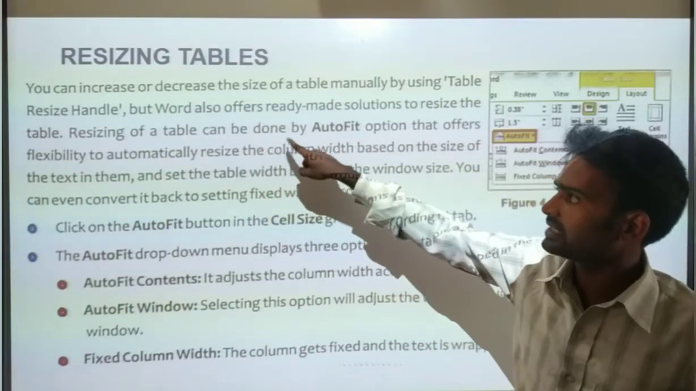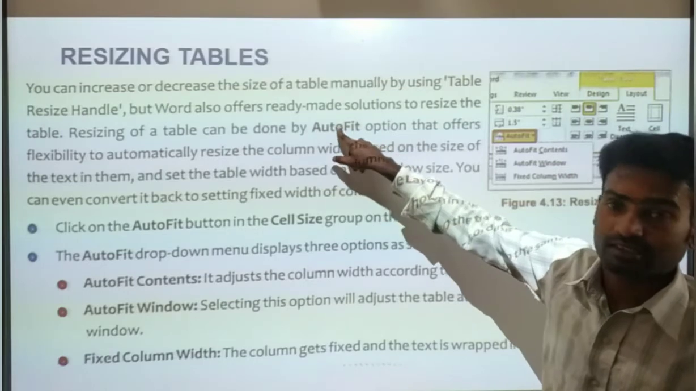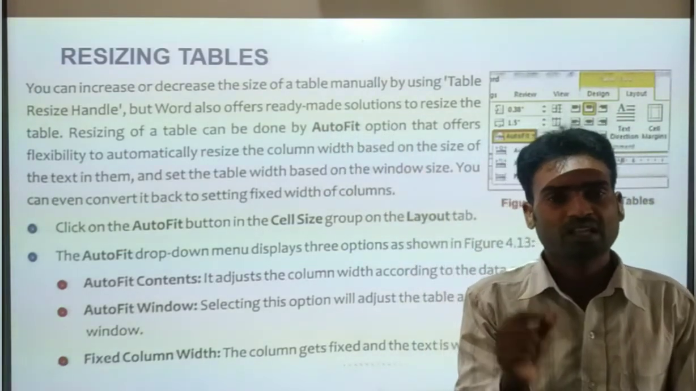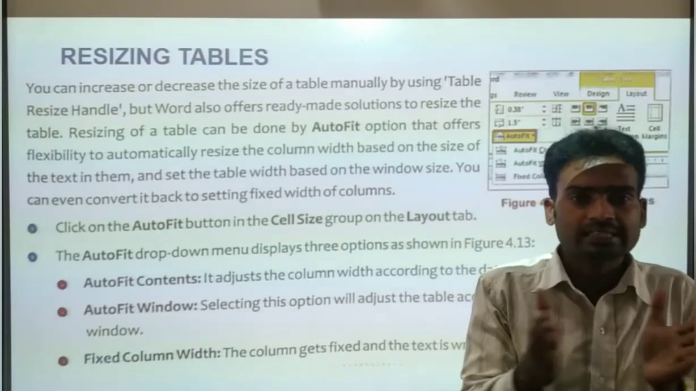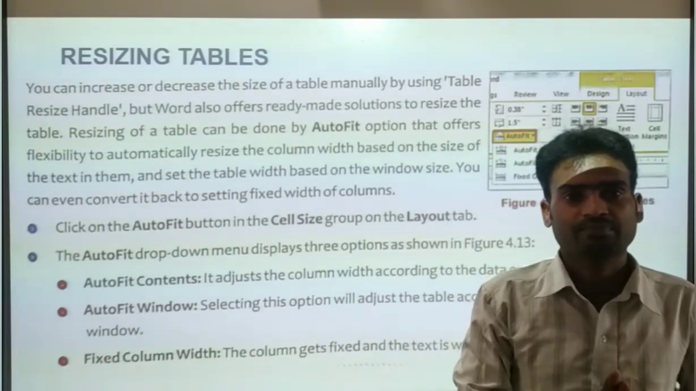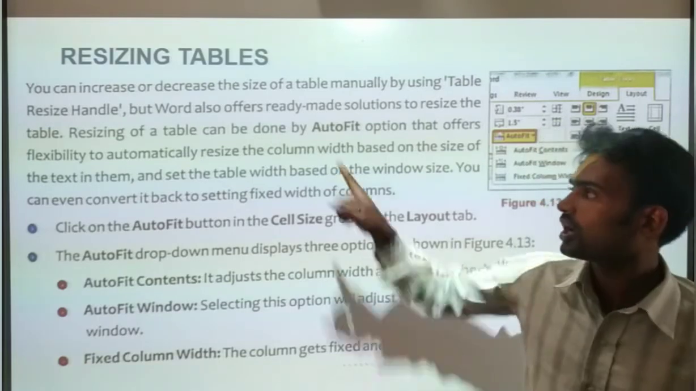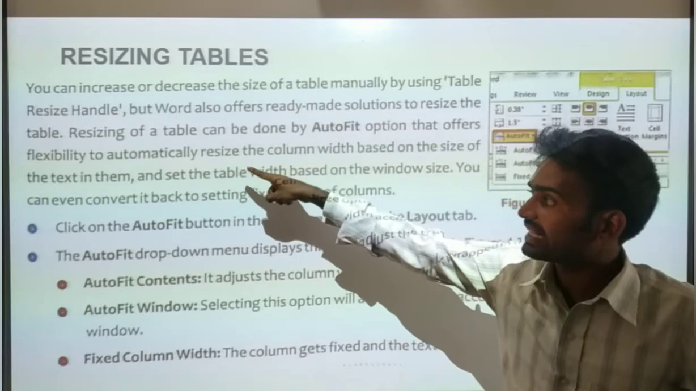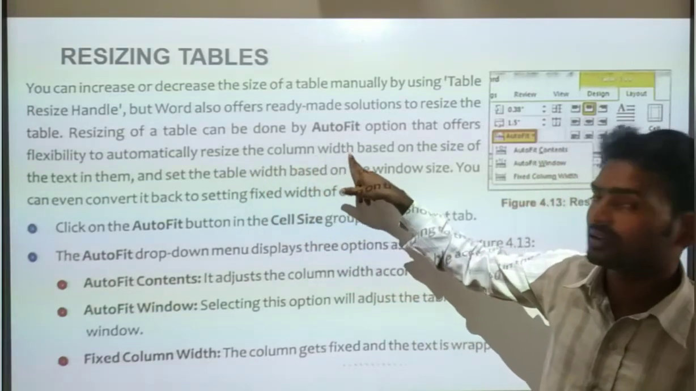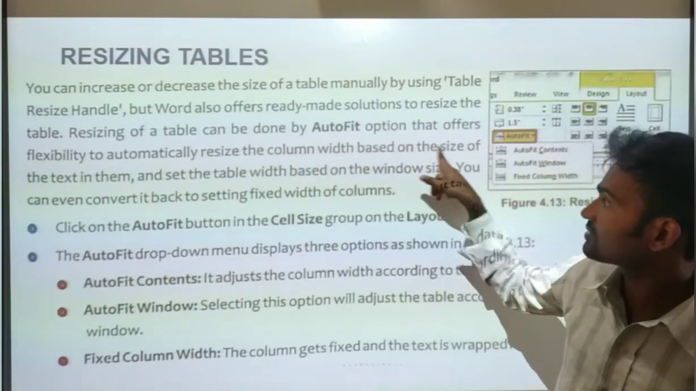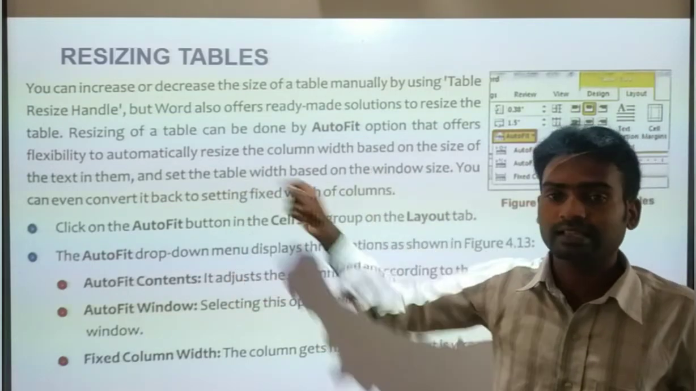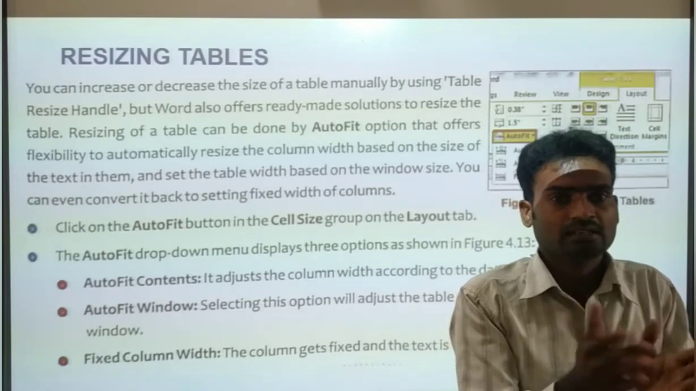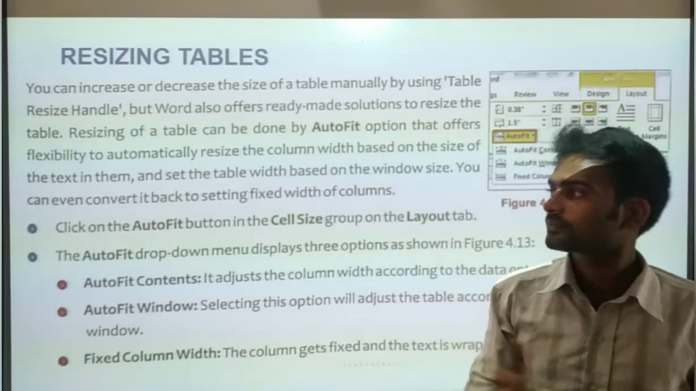Resizing of a table can be done by AutoFit. The word itself shows the meaning: AutoFit. When you apply AutoFit, it will adjust by itself automatically. The AutoFit option offers the flexibility of automatically resizing the column width based on the size of the text in them. So basically, based on the text given, the table will be automatically resized, right?